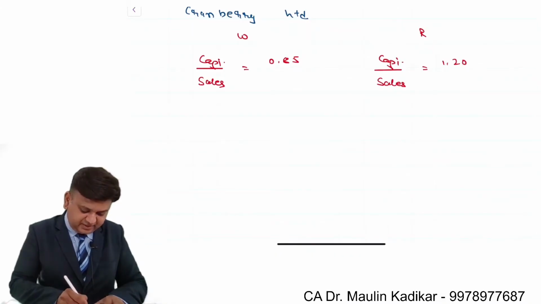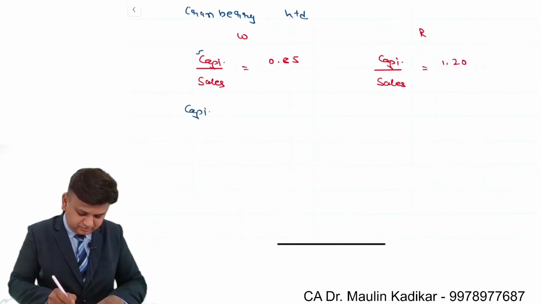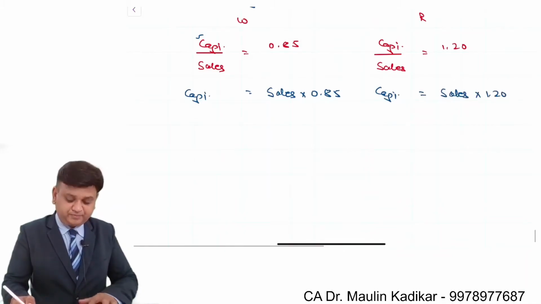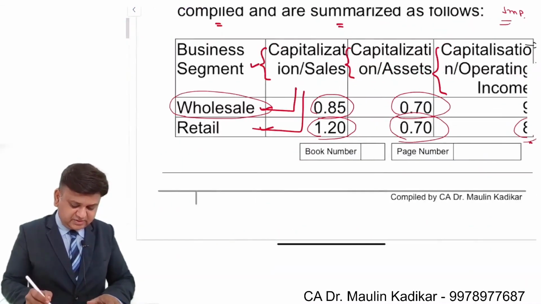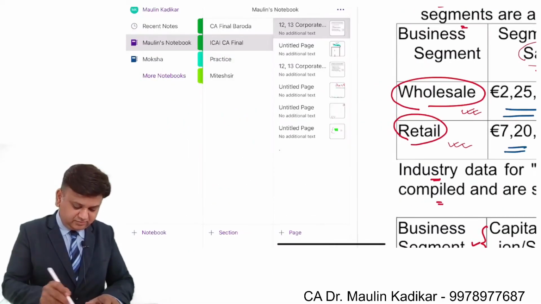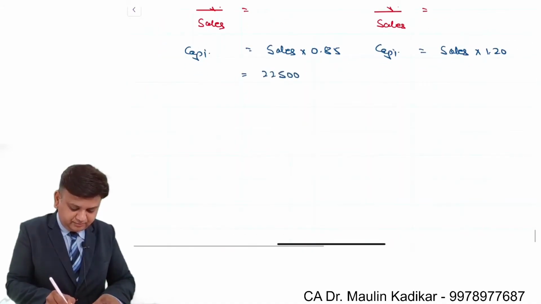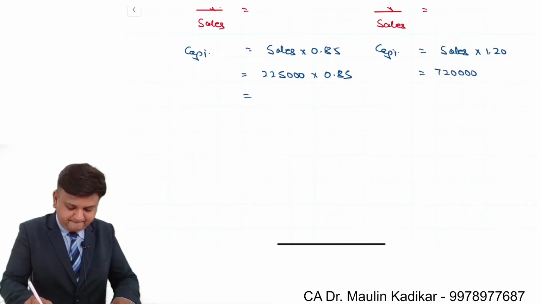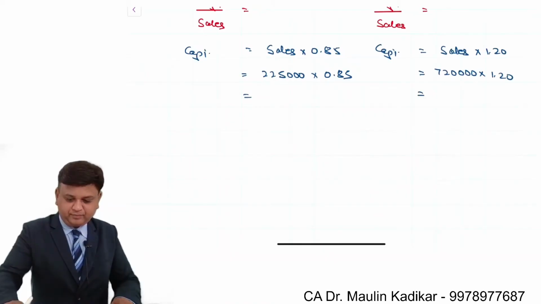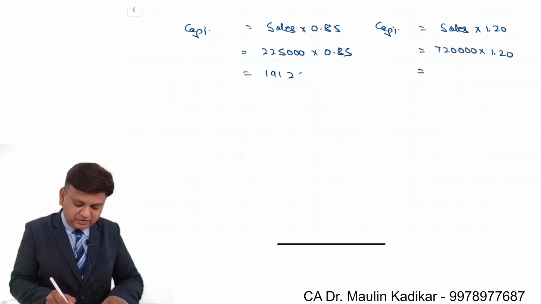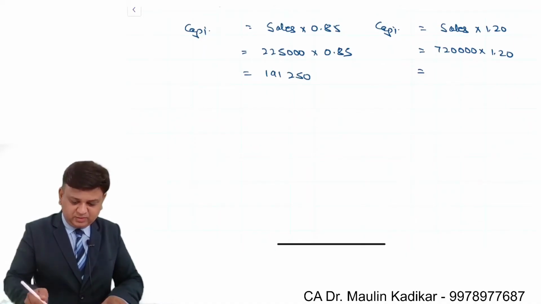Now we will have capitalization equal to sales into 0.85, and over here again capitalization is equal to sales into 1.20. As far as the wholesale segment is concerned, sales is 2,25,000, and here it is 7,20,000. That comes to 1,91,250. And over here 7,20,000 into 1.20 is 8,64,000.